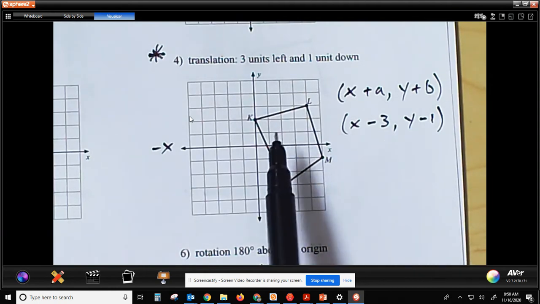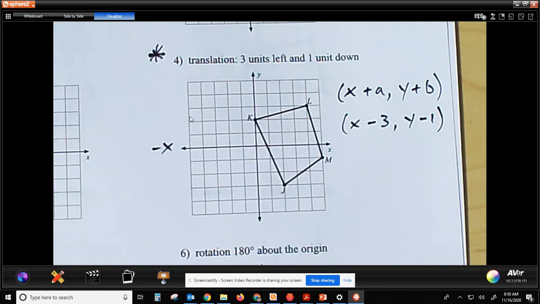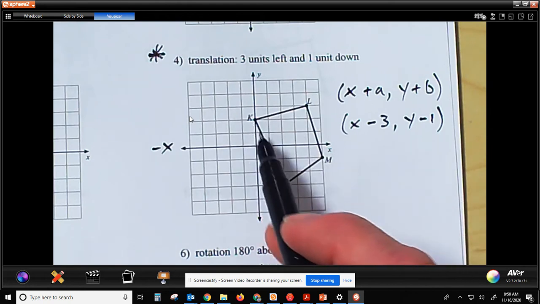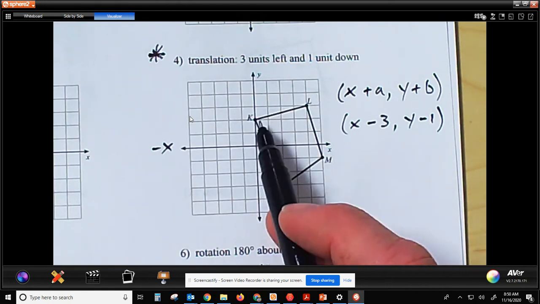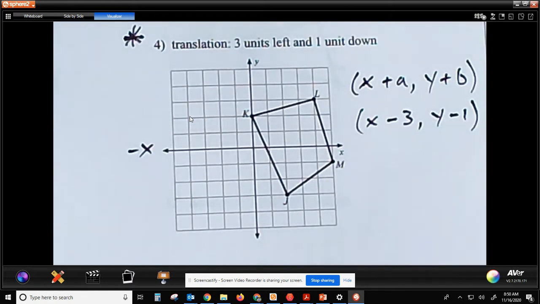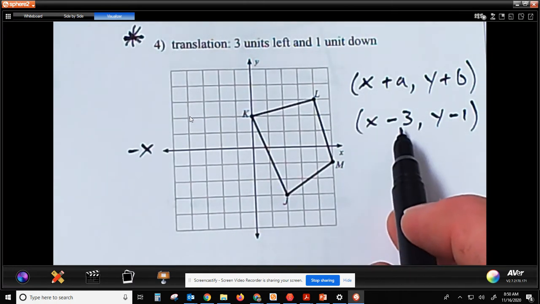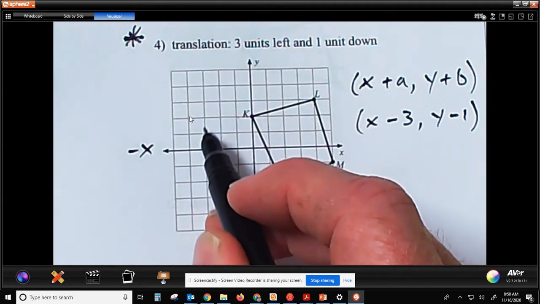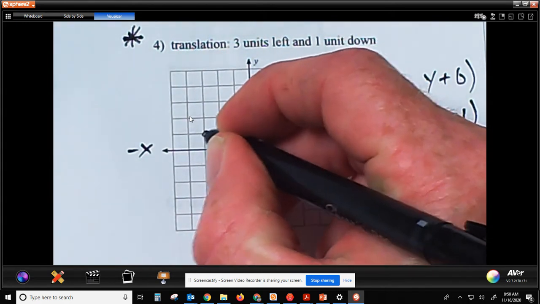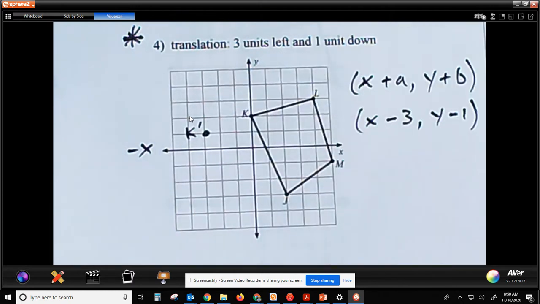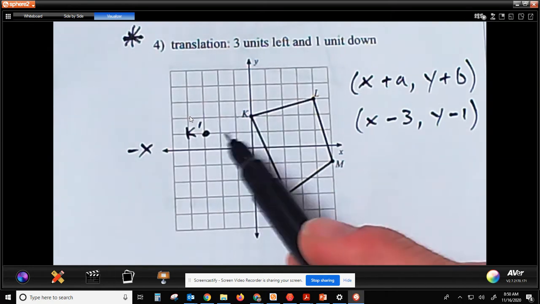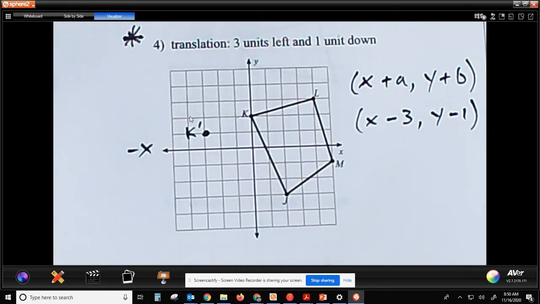Here comes what I think is maybe the easy shortcut. These are instructions that tell me exactly where to put each point. So I'm going to start with point K, which is sitting on the y-axis. And I'm going to move to the left 3 and down 1. 1, 2, 3, down 1. This is my location for K prime. Prime being a translated point, or any other transformed point, gets a prime.